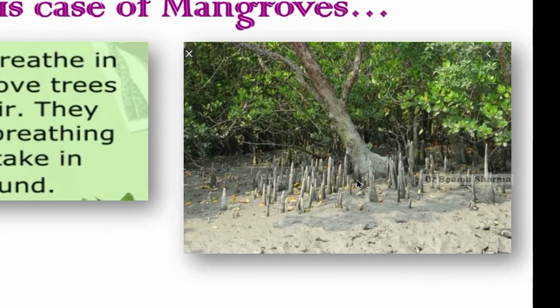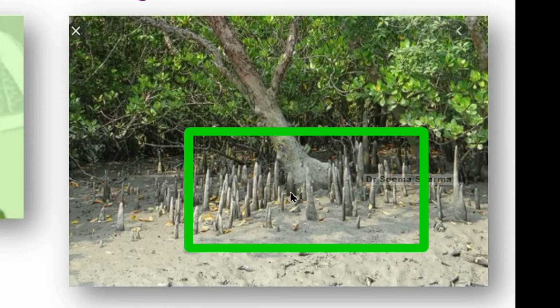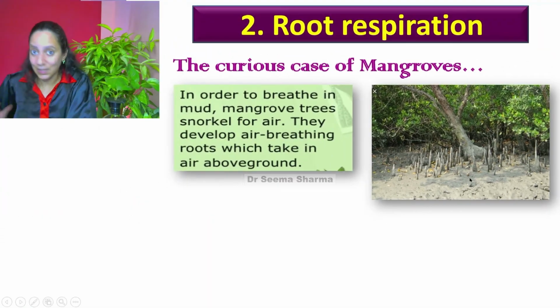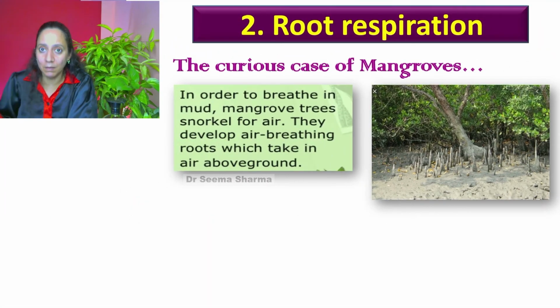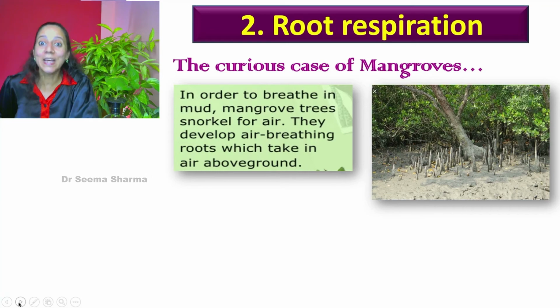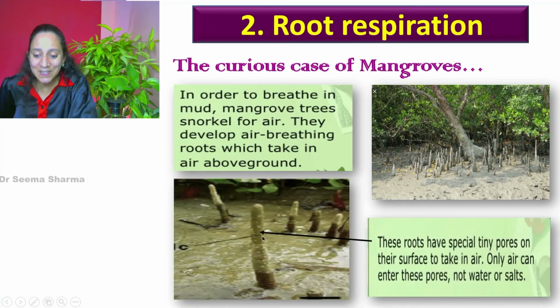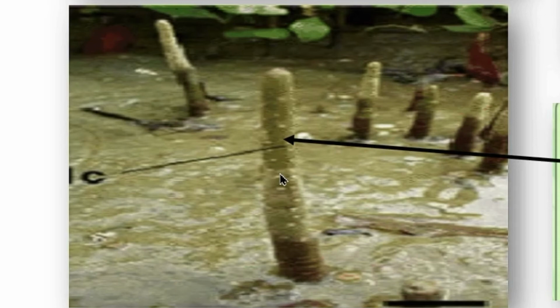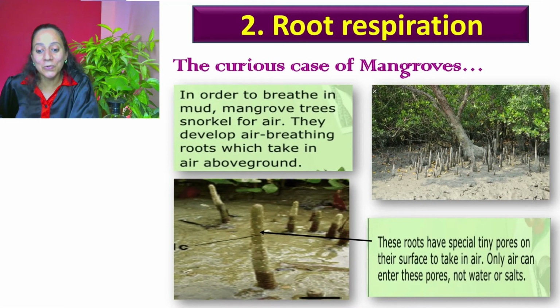In order to breathe in mud, mangrove trees snorkel for air. Just like sea divers, they have snorkels. These mangrove trees, their roots also snorkel for air. They have special roots which grow vertically above the ground to get air for breathing. So they have air breathing roots. These roots have special tiny pores on their surface, and many of these are visible in this close-up of a single air breathing root. An interesting thing is only air can enter through these. So these breathing roots of mangrove trees help them to stay alive in stagnant and muddy pieces of land.